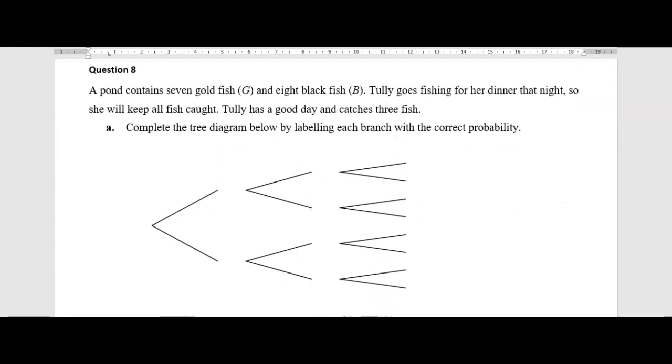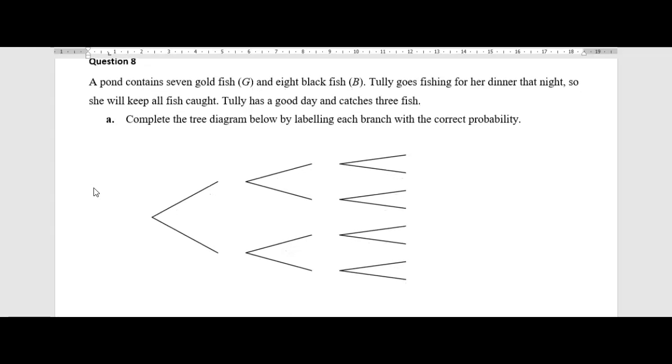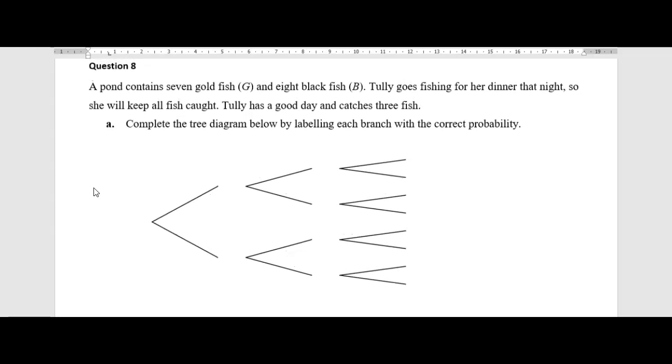Okay, question 8. A pond contains 7 goldfish and 8 blackfish. Tully goes fishing for her dinner that night, so she will keep all fish caught. Tully has a good day and catches 3 fish. Complete the tree diagram below by labeling each branch with the correct probability. Okay, so she can get a goldfish or a blackfish. So we're going to have gold, black, gold, black, gold, black, gold, black, gold, black, gold, black, gold, black.